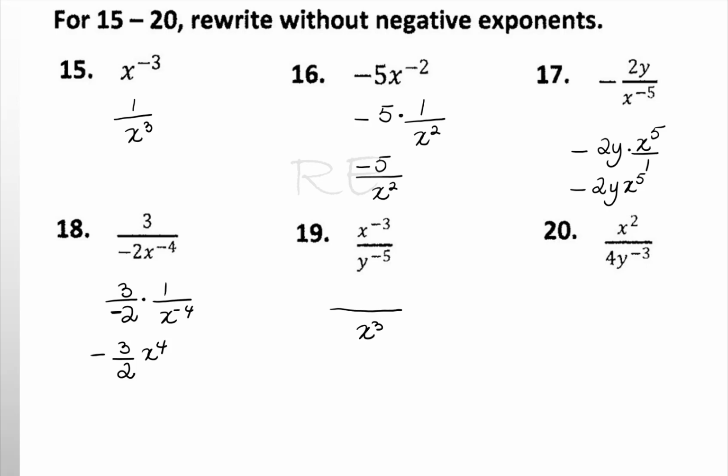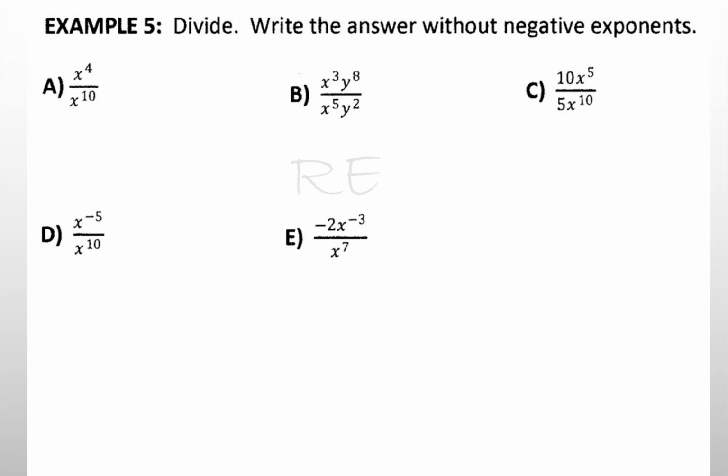x to the negative 3 becomes 1 over x to the third, and y to the negative 5 becomes y to the fifth. So the answer is y to the fifth over x to the third. x to the second is where it's supposed to be. 4 is where it's supposed to be. y to the negative 3 becomes y to the third. x to the fourth divided by x to the 10th is going to be 1 over x to the 10 minus 4, which is 1 over x to the 6.